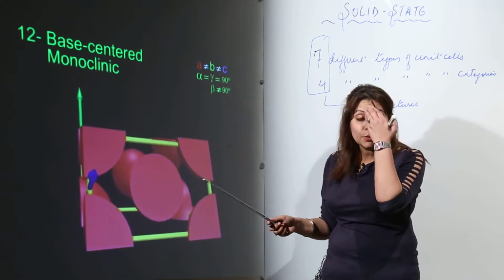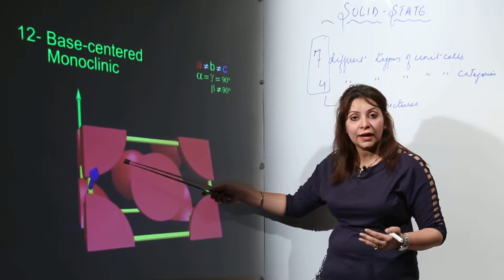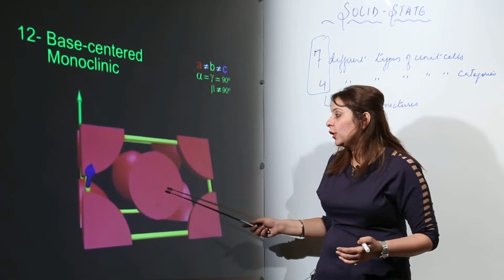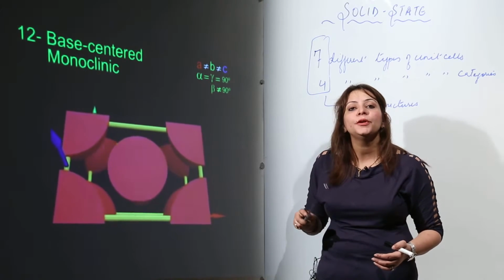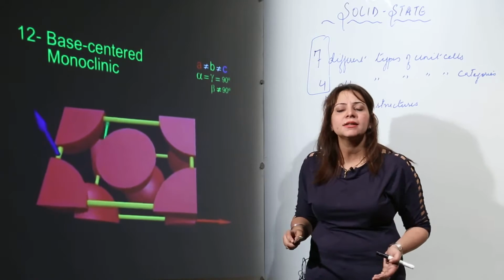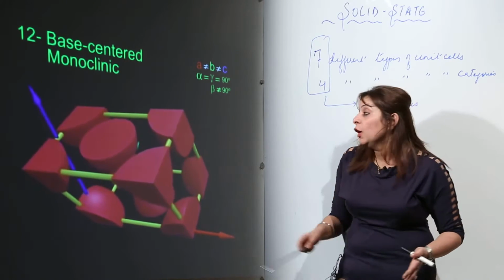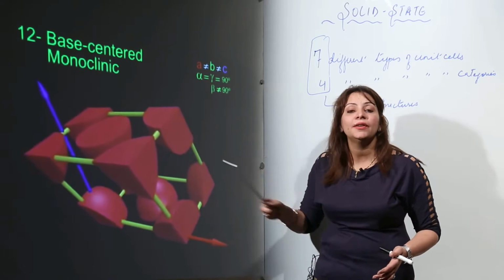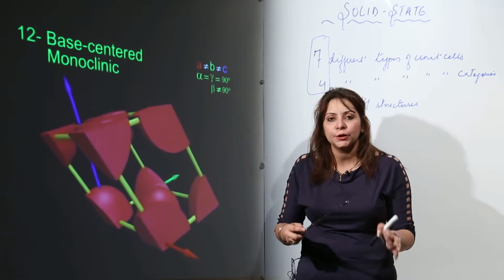So if somebody asks you about the contribution of the face centering to this unit cell, you are going to say that these are two particles and they contribute half each, so it comes out to be 2 into half. We will do the number of atoms in the next topic, but for the sake of knowing why these atoms are not spherical, or why only part of the particle is used, I am just trying to explain it to you.